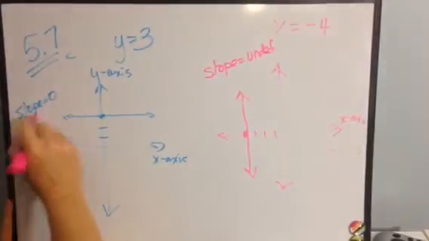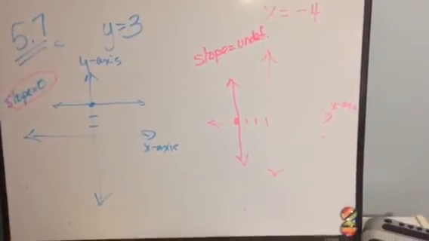If it's a horizontal line, our slope is 0. Okay? And that's it for 5.7.